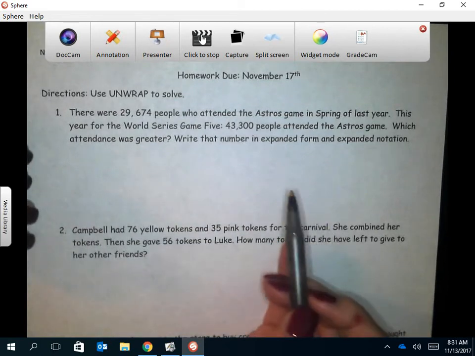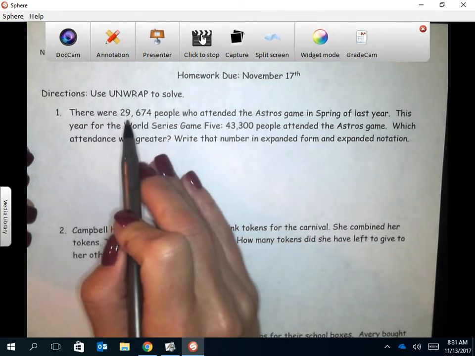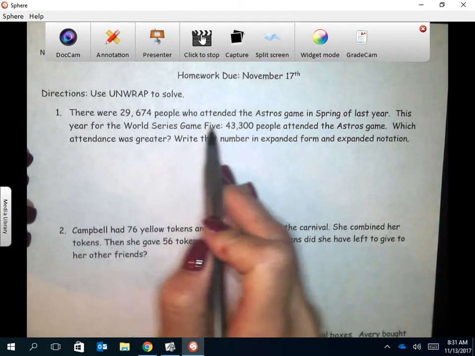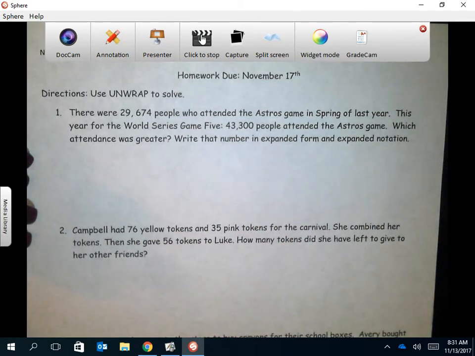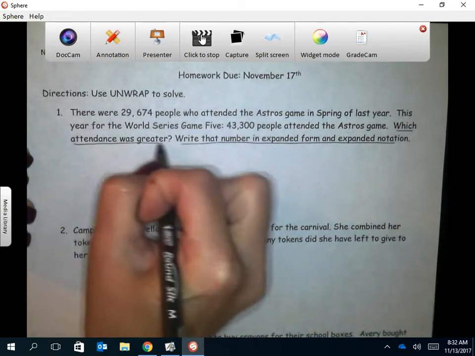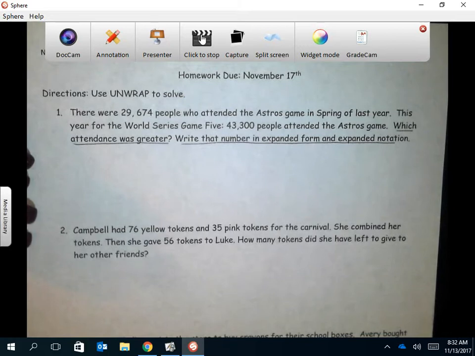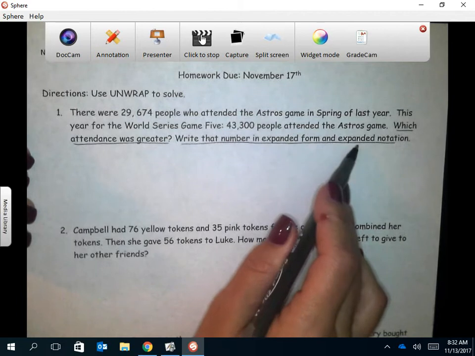So this question, just so you know, is talking about 29,674 people who attended the Astros game in spring of last year. This year, for the World Series Game 5, 43,300 people attended the Astros game. Which attendance was greater? Write that number in expanded form and expanded notation. So you have 2 things that you have to do for this problem. You have to determine which one's greater, and the one that's greater is the one that you will write in expanded form and expanded notation.